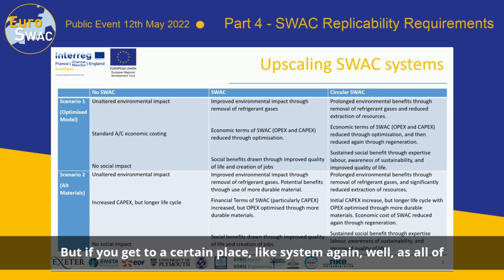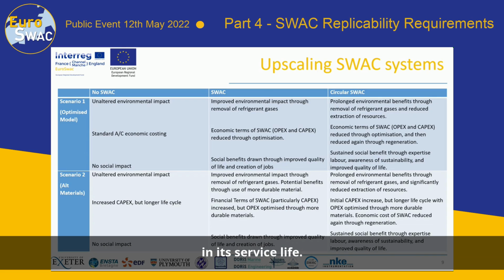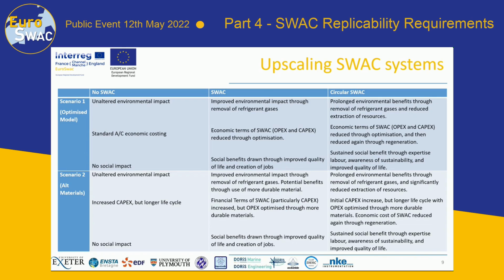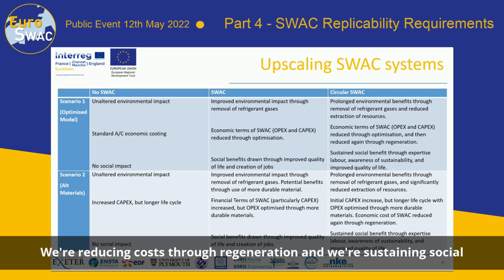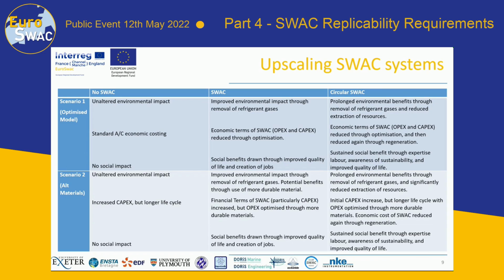But if we get to a circular SWAC system, again, we'll have all of those environmental and economic and social benefits of a traditional SWAC system, but enhanced through a reduced extraction of resources, because we don't need to take quite as much material to make a new SWAC system at the end of its service life. We're reducing costs through regeneration, and we're sustaining social benefit for expertise, labour, creation of jobs and upskilling up the supply chain, and awareness of sustainability, and even more improved quality of life.